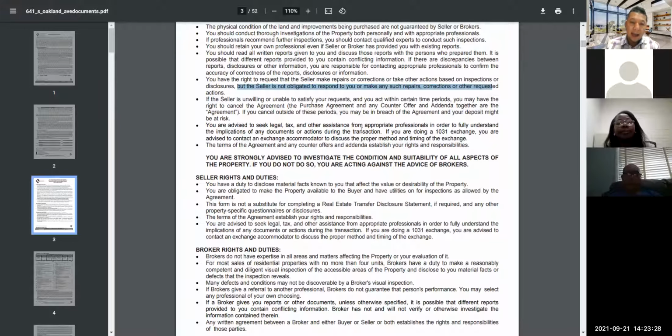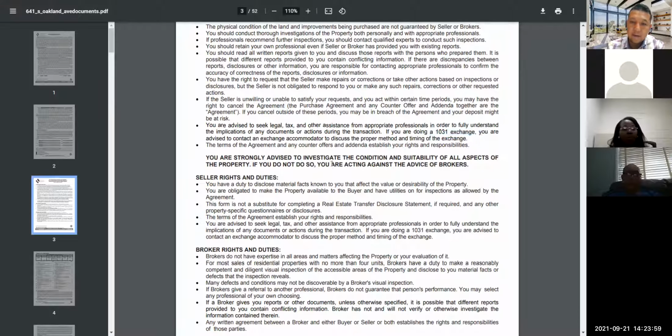And the buyer and seller are advised to seek legal, tax, and other assistance from appropriate professionals, like 1031 exchange professionals, or an architect or designer or a person who's going to help them build an ADU. These professionals should advise in their specific areas. We're here for the transaction, the middleman, middlewoman involved in helping through the escrow and the paperwork.